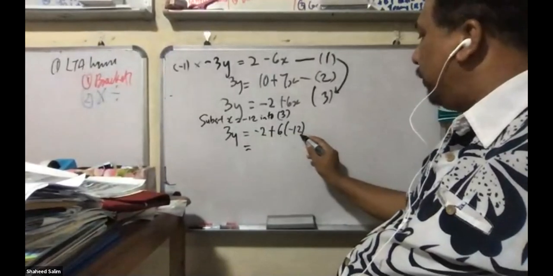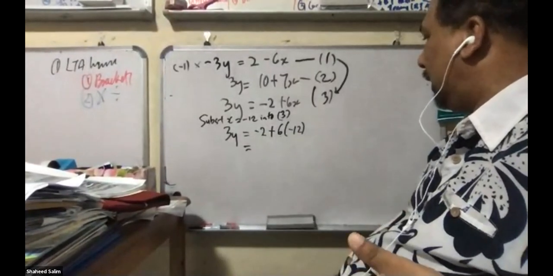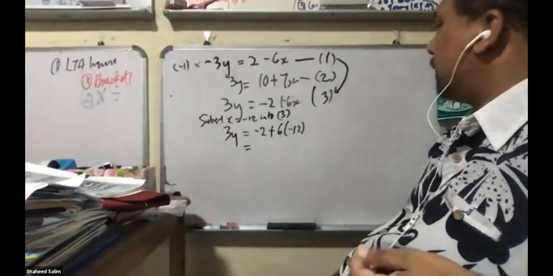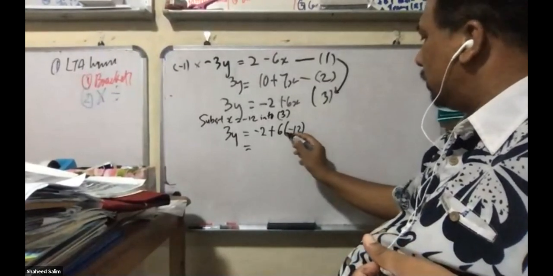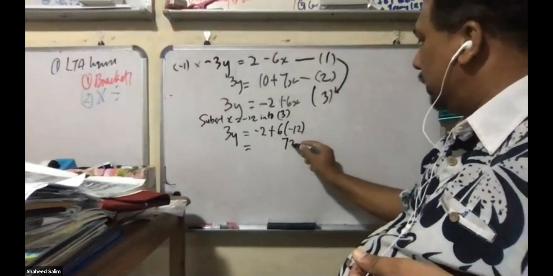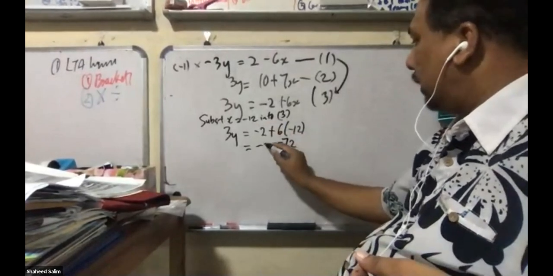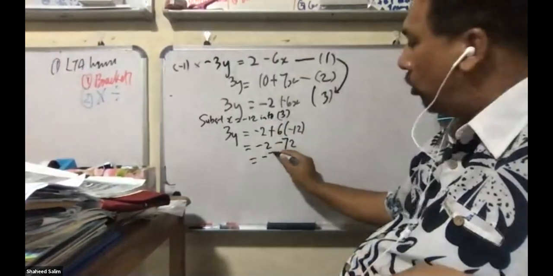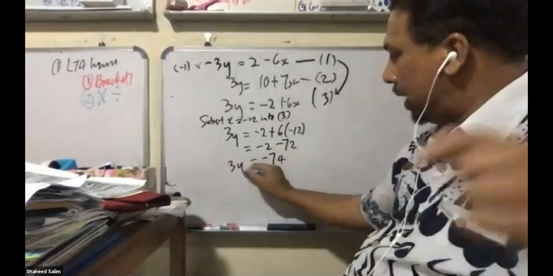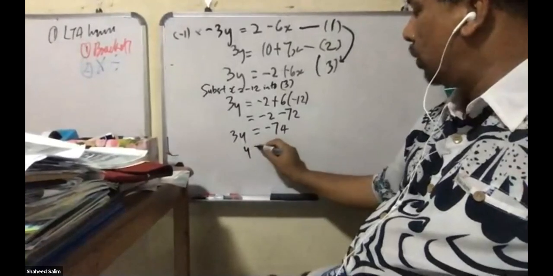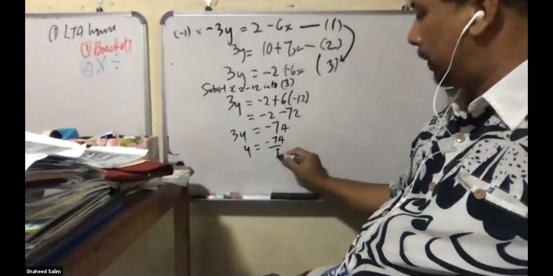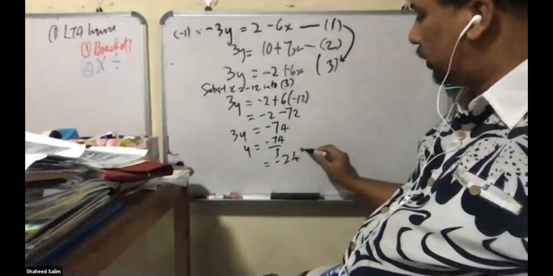So let us see now. 6 times 12 is how much? 72. 12 times 5, sorry, what am I saying? 12 times 6 is 72. Negative 2, negative 72, negative 74. I think we are getting the same one as just now, right? 3y equals negative 74. So y equals negative 74 over 3 equals negative 24 2/3.